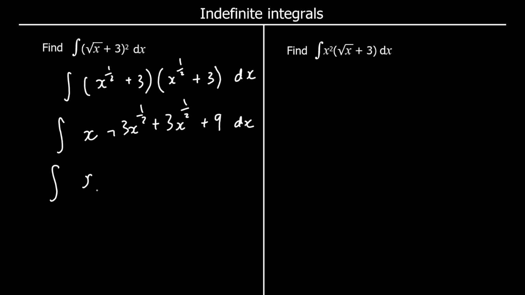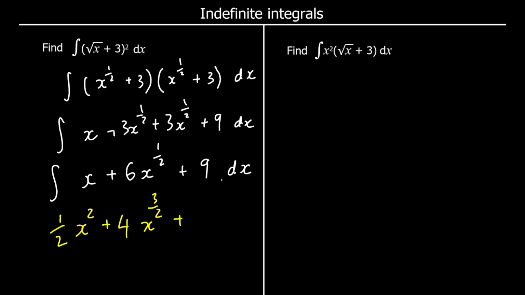And I can just collect the like terms before I integrate. So I've got x plus 6x to the power of a half plus 9. That's what I need to integrate. To integrate, I'm adding 1 to the power and dividing by the new power. Add 1 to the power, divide by the new power. 6 divided by 1.5 is 4. 9 becomes 9x, and I plus c on the end.